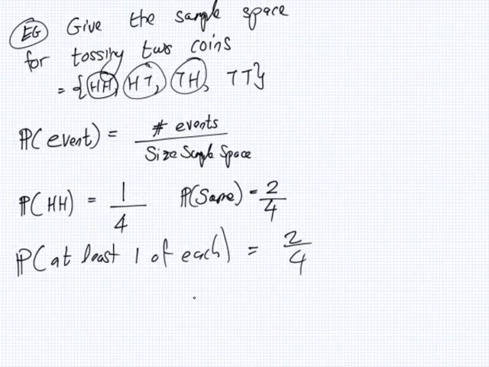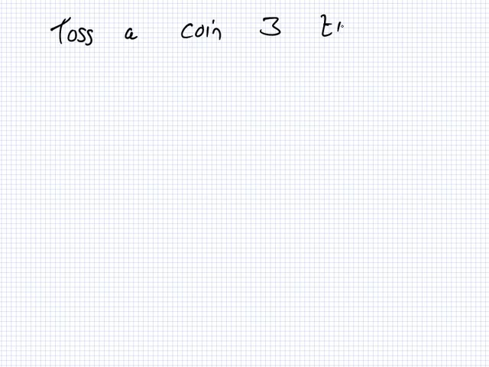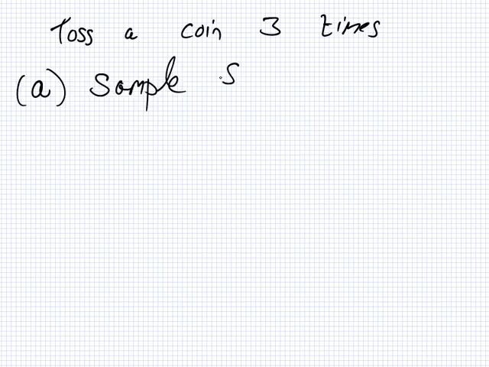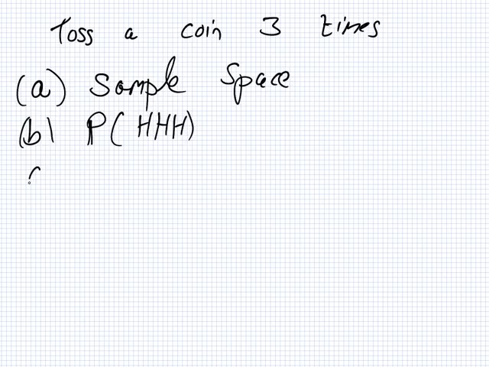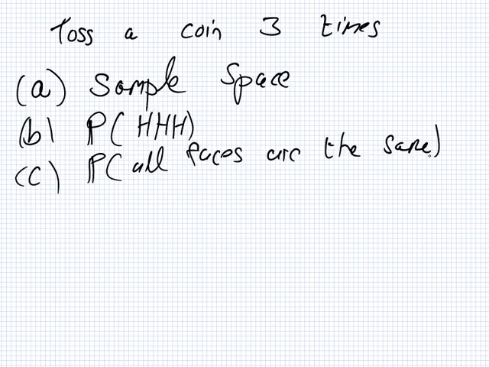Okay. So I'll give you a small one to try. Toss a coin 3 times. Here are some questions for you to try. Firstly, I want you to give me the sample space. Then I want the probability of 3 heads. Then the probability that all faces are the same. So that means you get heads, heads, heads, or tails, tails, tails.